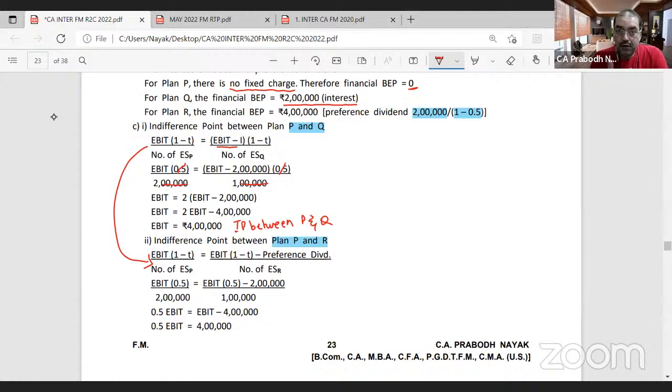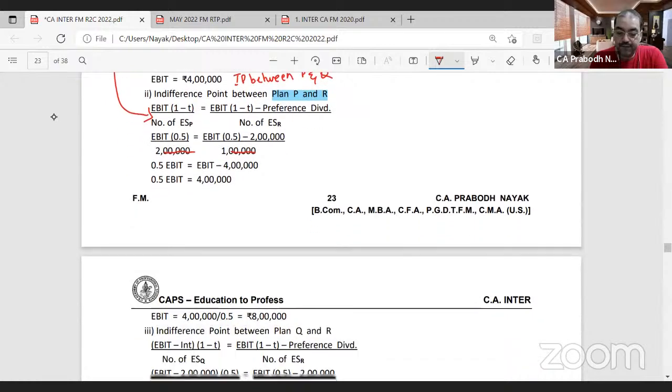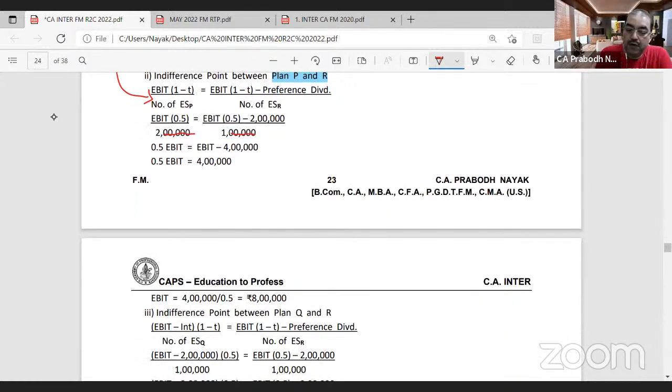Now here you can't cancel 0.5 because 0.5 is not multiplied. It is having a minus 2 lakhs over here. So you can't cancel this. What you can cancel is only these zeros. Cross multiply. EBIT into 0.5 is 0.5 times EBIT. 2 will cross multiply on the right hand side. 2 into 0.5 is 1 EBIT. 2 into 2 lakhs is 4 lakhs. So minus 4 lakhs. EBIT minus 0.5 EBIT is 0.5 EBIT equals 4 lakhs. So EBIT is equal to 8 lakhs. Okay. So this is your indifference point between P and R.